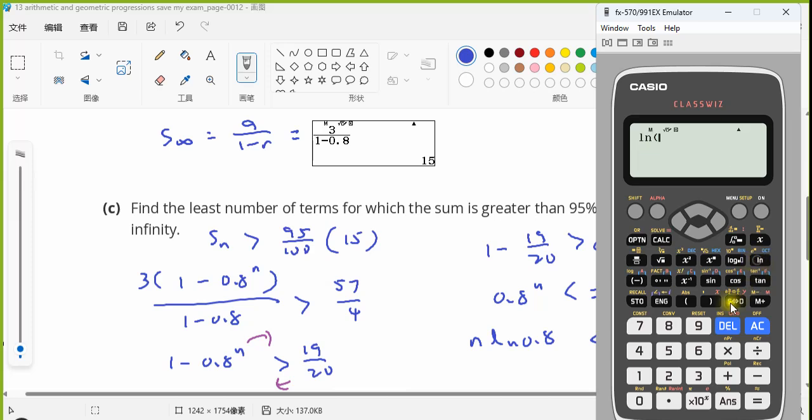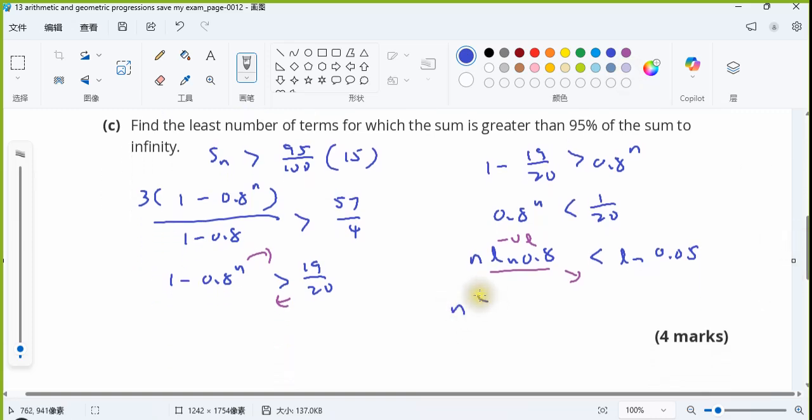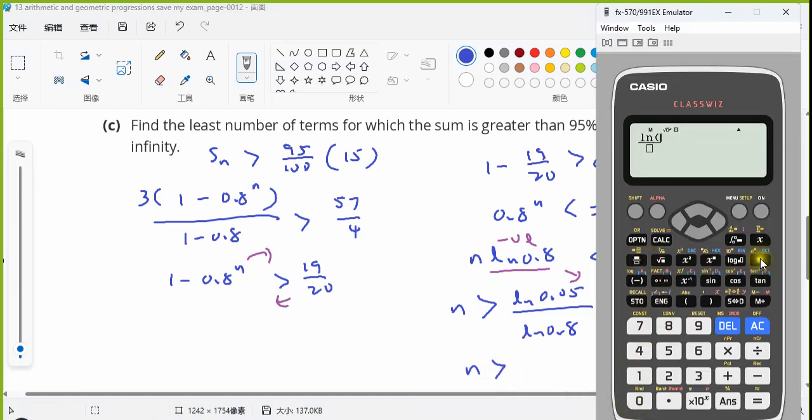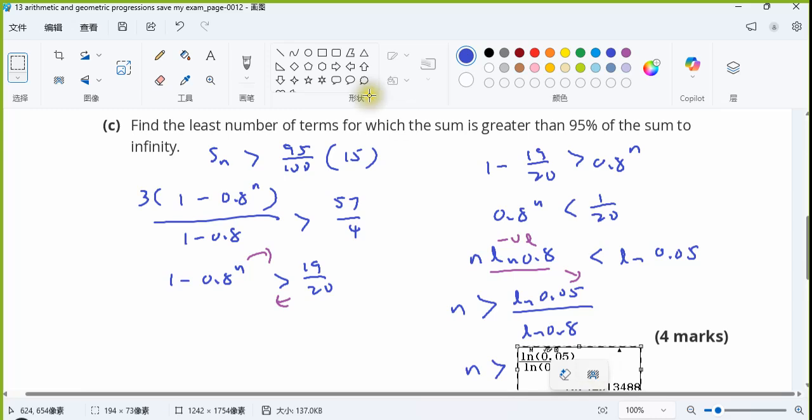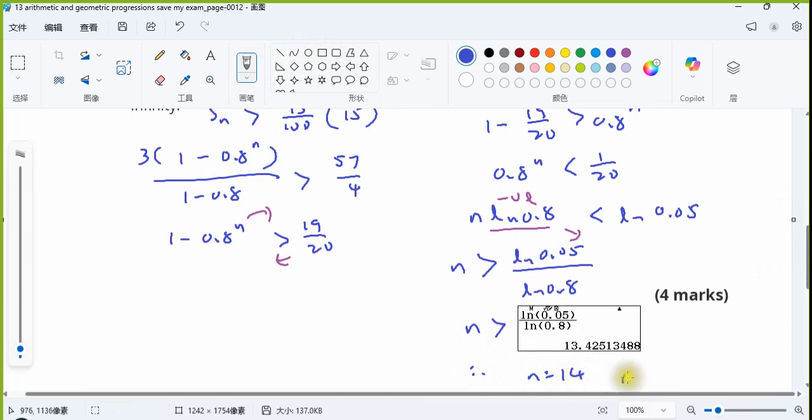And then we know that ln 0.8 is negative. Okay, this is a negative value. So when we divide, we have to change the sign of the inequality. So n greater than ln 0.05 over ln 0.8. So we have 13.42. Okay, therefore n is 14.